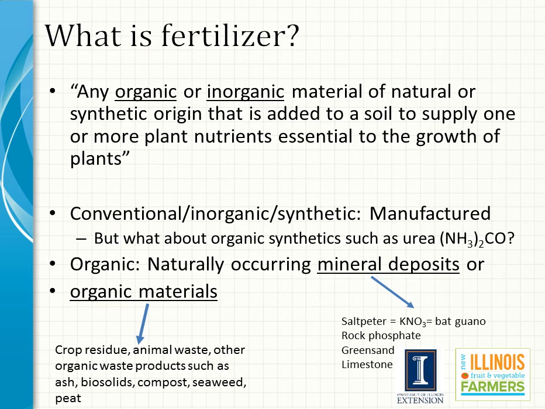Generally, this definition is broken down into two or more categories of fertilizer, these being organic or conventional, inorganic or synthetic. One can debate the definition, but for most purposes, conventional, synthetic, inorganic fertilizers are manufactured. Organic fertilizers, on the other hand, are derived from naturally occurring mineral deposits or organic materials. An example of a conventional inorganic synthetic fertilizer would be urea. For organic, a naturally occurring fertilizer would be something such as manure or animal waste.